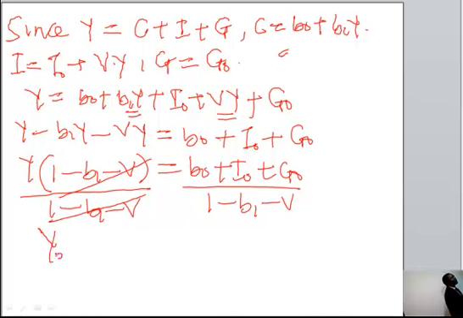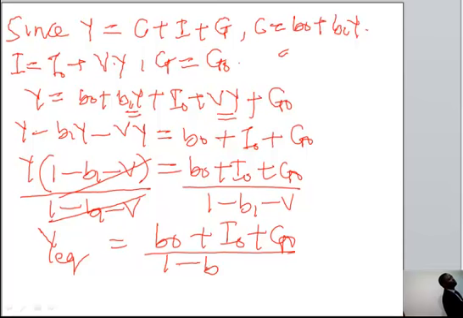So we have Y at equilibrium equals B0 plus I naught plus G naught over 1 minus B1 minus V. You may be asked to find the multiplier. Our multiplier K will be equal to 1 over the coefficient of the equilibrium, which I told you in the last slide. I said your coefficient is 1 minus B1 minus V. That is our multiplier effect.